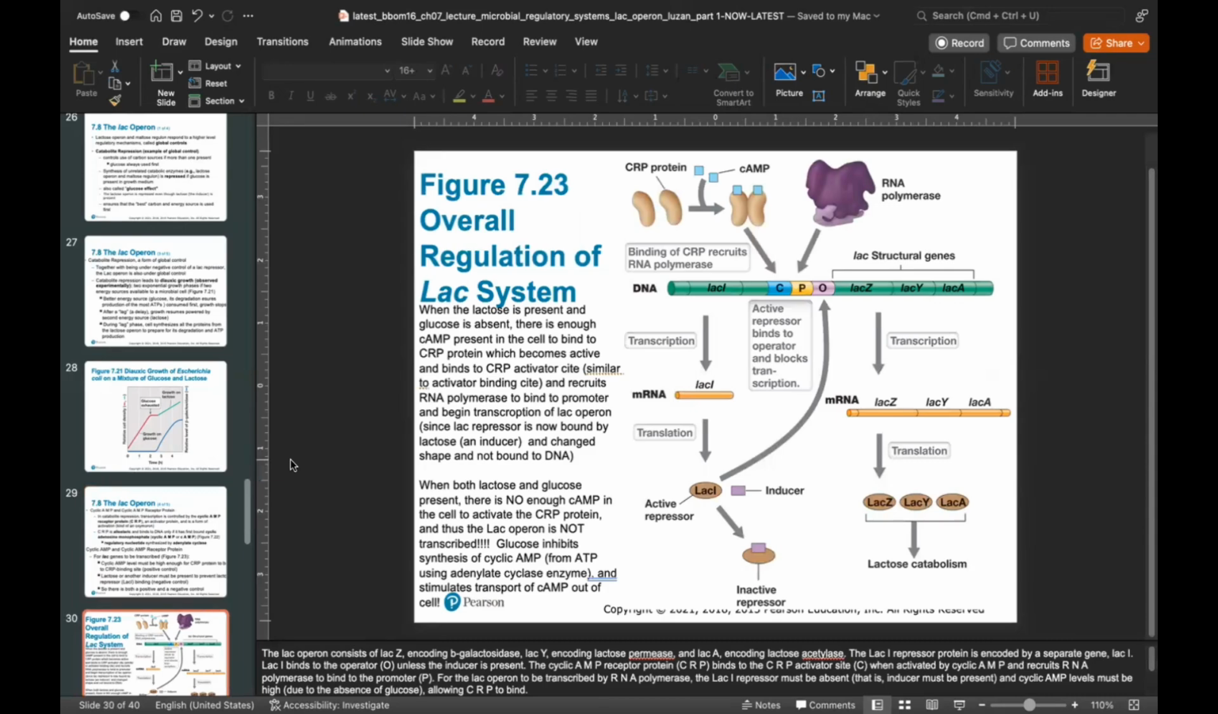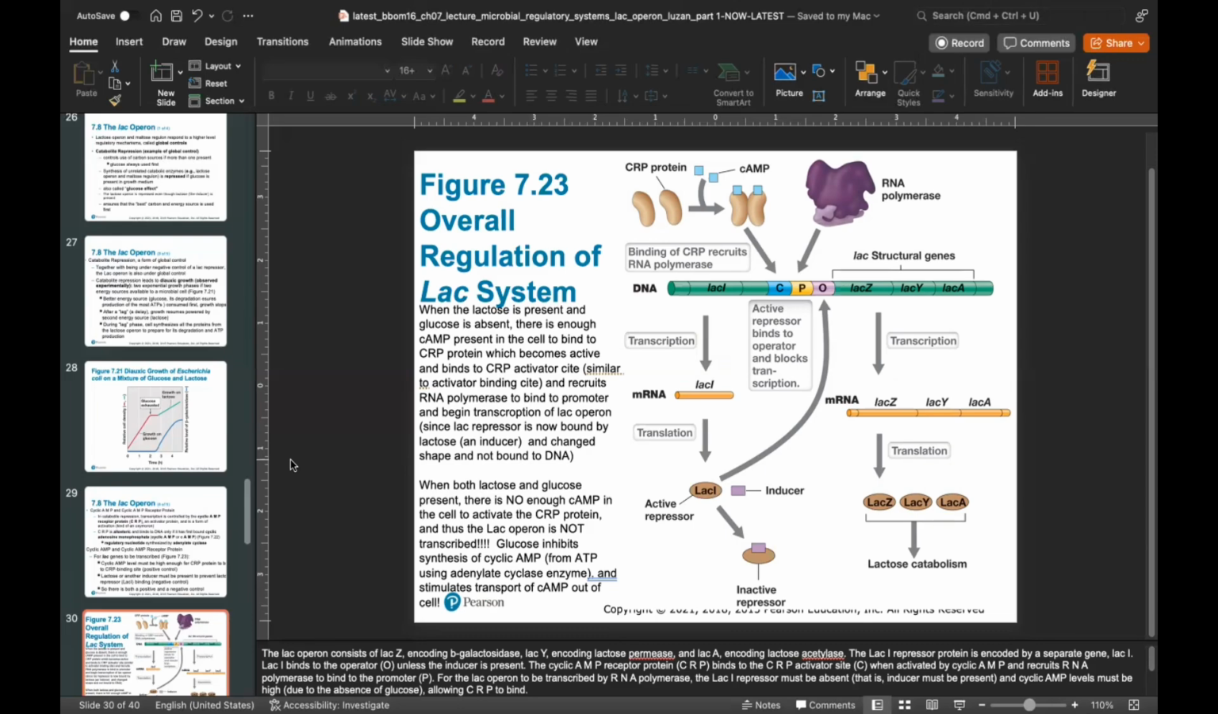When lactose is present and glucose is absent, there's enough cAMP in the cell to bind to the CRP protein, which becomes active and binds to the CRP activated site, which is similar to an activator binding site, and recruits RNA polymerase to bind to the promoter. It begins transcription of the lac operon, since the lac repressor is now bound by lactose, which is an inducer, changes shape and is not bound to DNA.